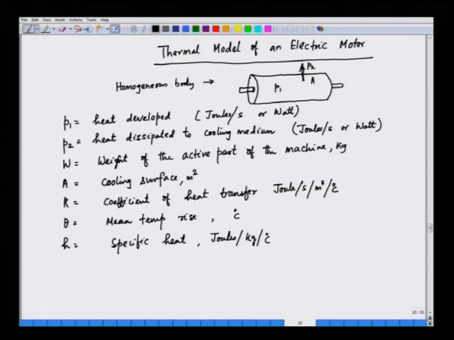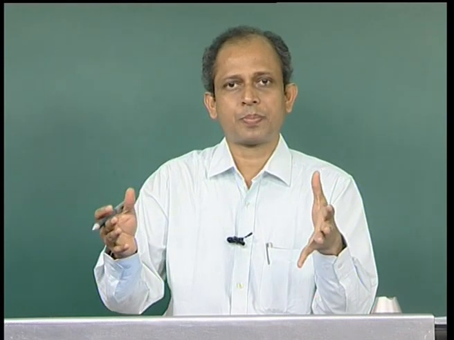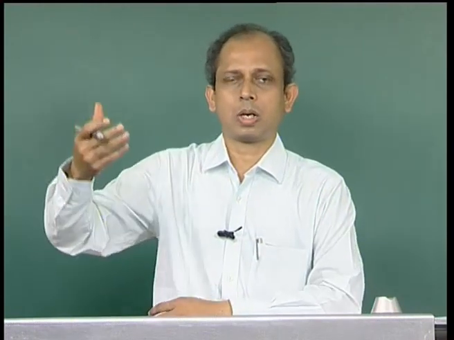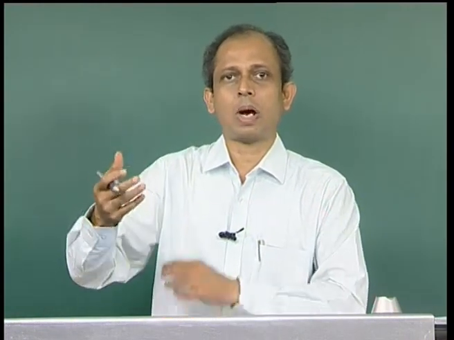Now, since we have assumed that the motor is a homogeneous body, we can also think that the motor has got a uniform specific heat. The specific heat of the entire mass is given by H. Now, after defining all these parameters, we will define a dynamic equation. It means we have some heat generated inside this motor, some heat is dissipated to the cooling medium through the surface, and whatever heat is remaining inside is used to heat up the motor to a temperature that is theta.